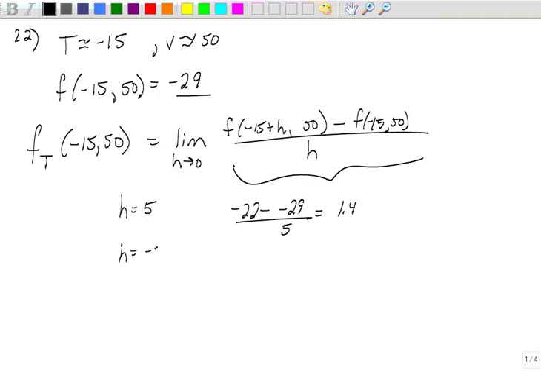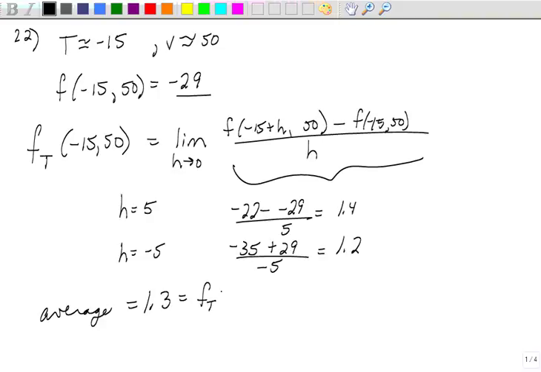If h is negative 5, we're going on either side. Using your table, you can see that that's going to be negative 35 minus negative 29, over negative 5, and that's going to be 1.2. So the average we'll take is 1.3. So we're going to use that for f sub t.